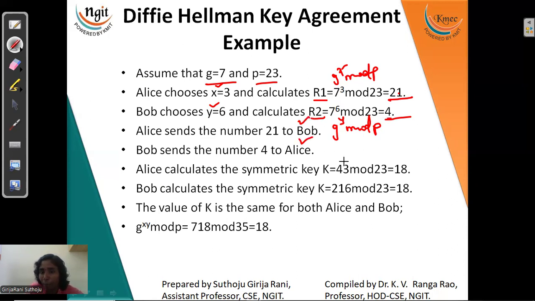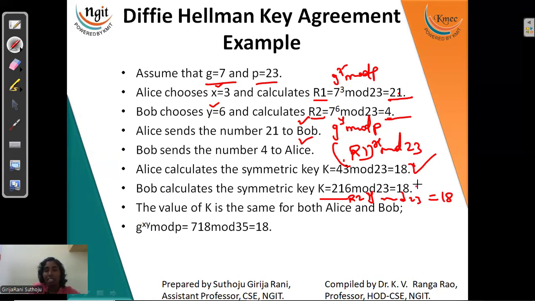After this, we perform the same step, that is R1 to the power of x mod 23. So you will get the value 18. Similarly, on this side, R2 to the power of y mod 23. So we will get the value 18. So even though Bob and Alice generate separately with their unique numbers x and y, you will get the same key, that is 18, on both sides, right?